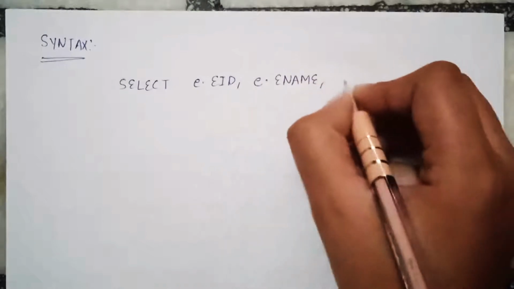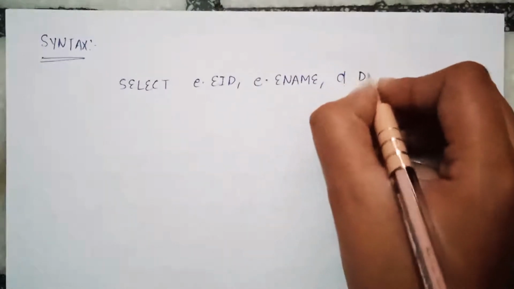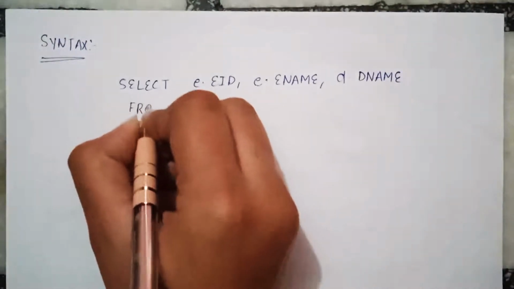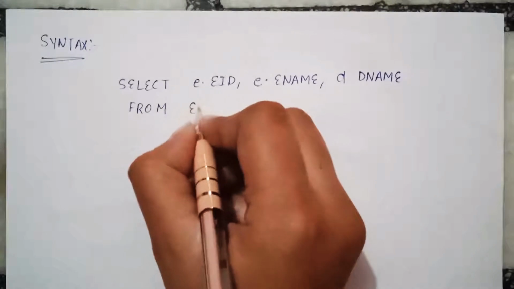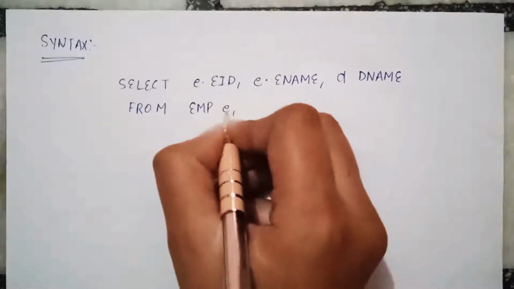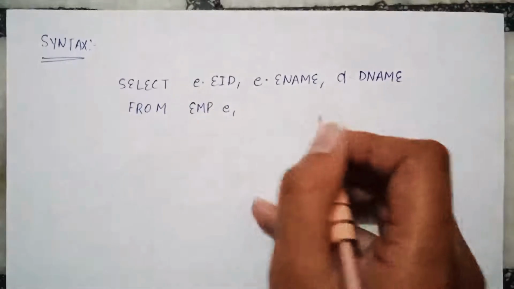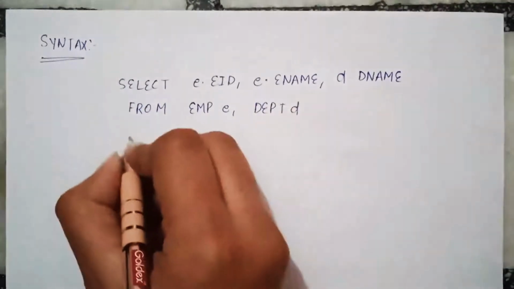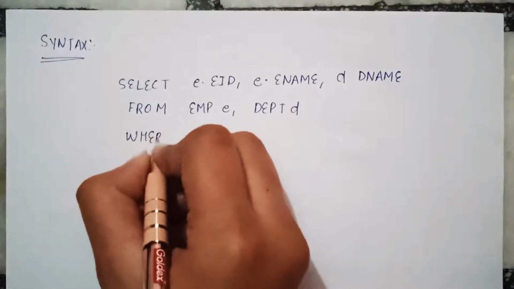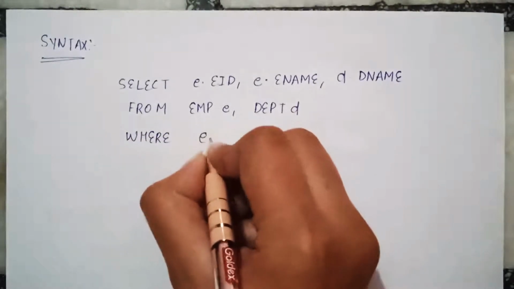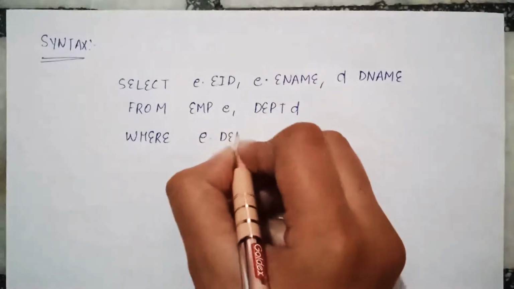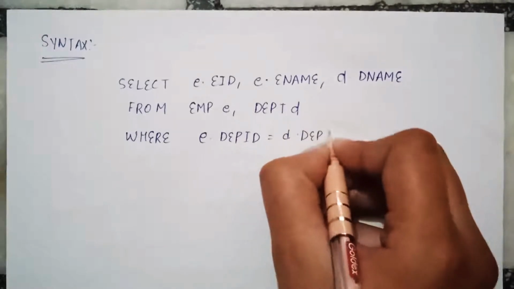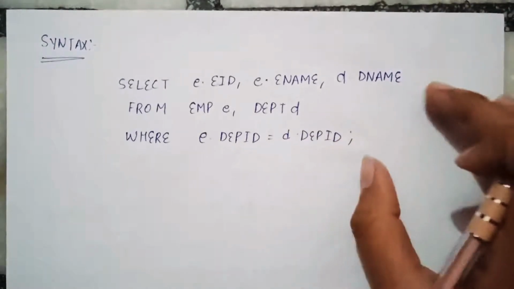The third column we want from the department table is department name. Next, from e, which is the alias of the employee table that we have created, and the second is department d. On what condition? Where e.department_id is equal to d.department_id. So this is a query that will fetch all these three columns from the employee and department tables.